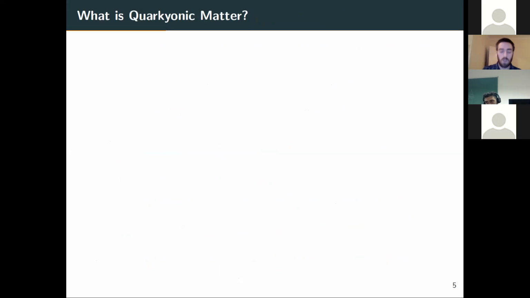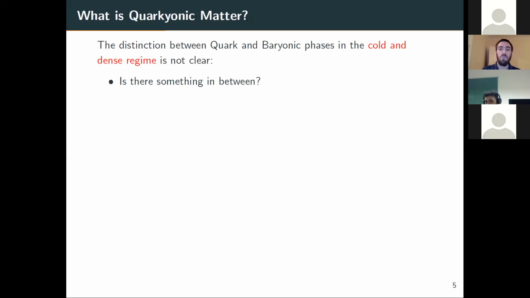So what is quarkyonic matter in this context, which is my main focus of interest in this talk? If you look at the cold dense regime, which is the region I was pointing out, the region that's interesting for neutron stars, quark and baryonic phases are not really easy to distinguish. There are no real order parameters or many physical ways to distinguish them when you're talking about very dense matter. So the question is, is there something between the asymptotic quarks that we know and the baryons that appear at the onset of nuclear matter?